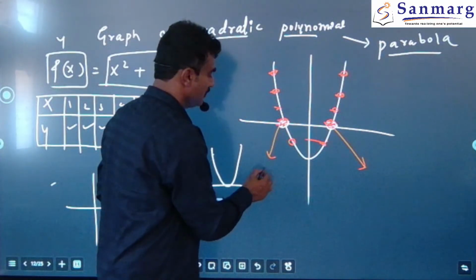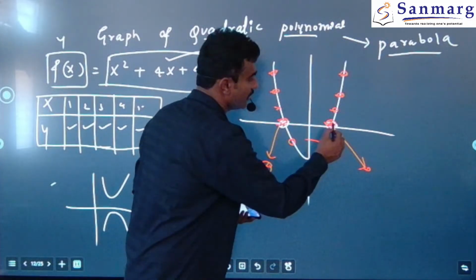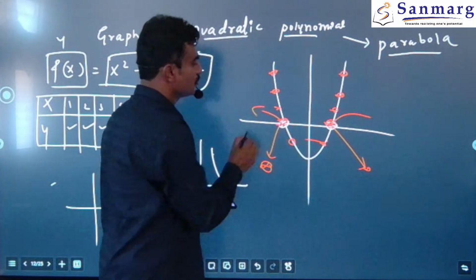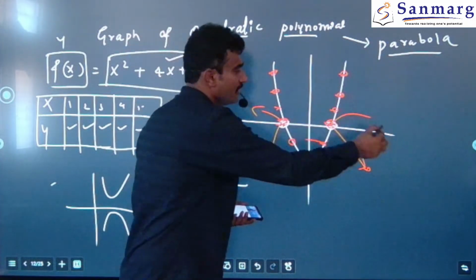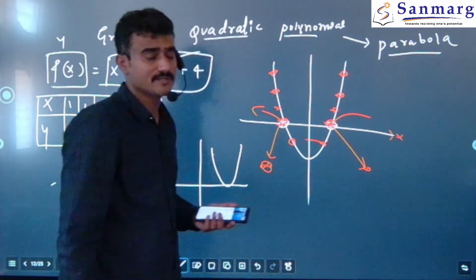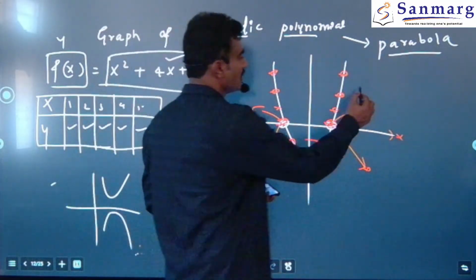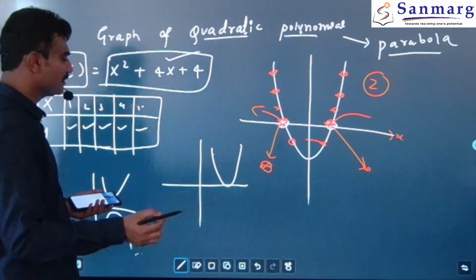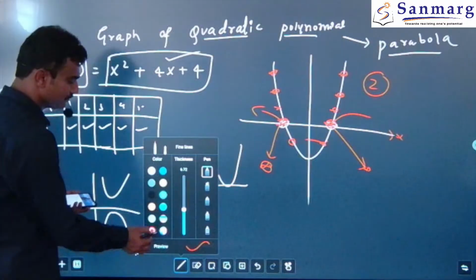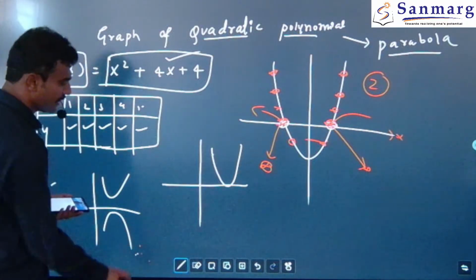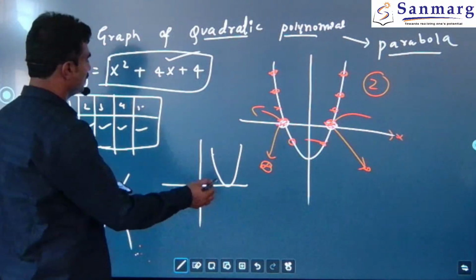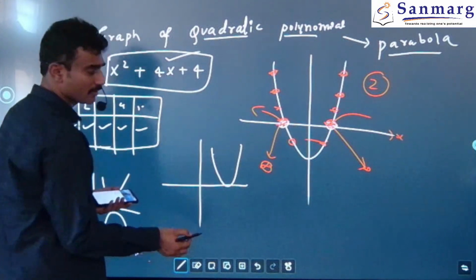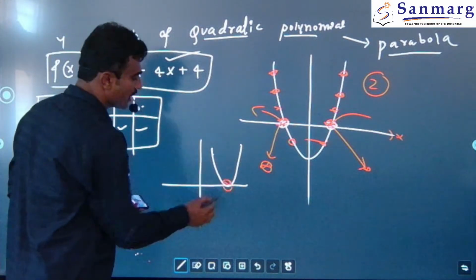So here is 1 point and here is 1 point. These 2 points are where the graph is touching the x-axis. Therefore, the number of zeros of a quadratic here is 2. In some cases, the number of zeros of a quadratic equation might be just 1.